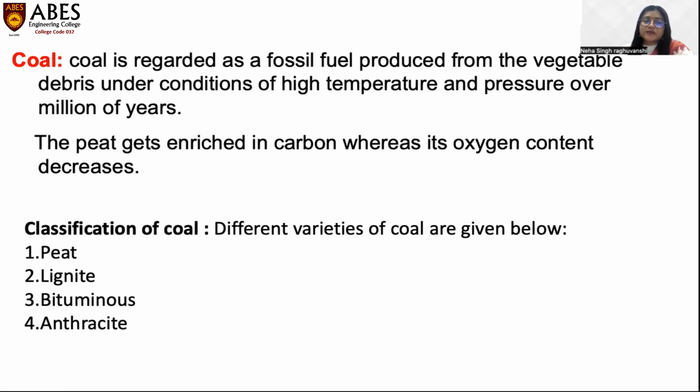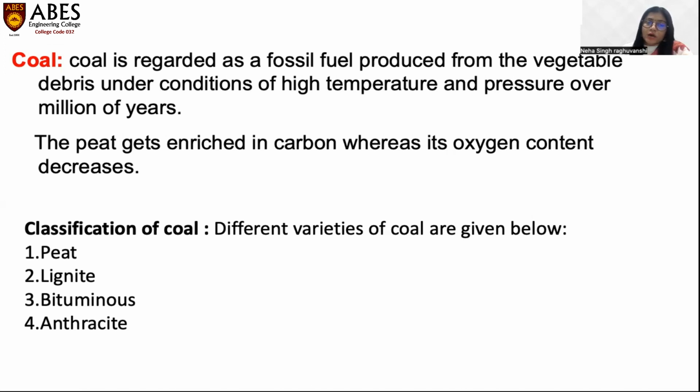Now, coal is classified into four forms, that is peat, lignite, bituminous, and anthracite. Peat is the lowest quality of the coal, having the least amount of carbon percentage, while anthracite is the premium quality of coal, having a carbon percentage of more than 90%. On the basis of percentage of carbon, we have classified our coal. Peat has around 50 to 60% carbon. Lignite has 60 to 70%. Bituminous is 70 to 80% carbon, and anthracite is beyond 90%.